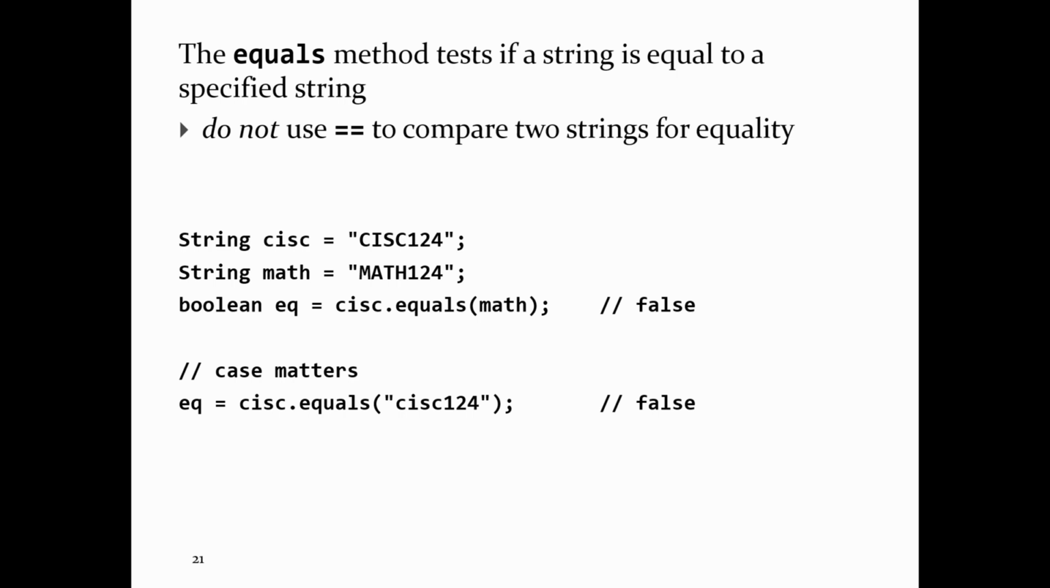If you want to ask the question, are two reference types equal, you should always use the equals method. The problem is equals equals and not equals also works, quote unquote works, with reference types, but the meaning is very specific. Okay, so here I have sys124 and math124. Are those two strings equal? Well, no. They have the same length, but they have a different sequence of characters, so that's false.